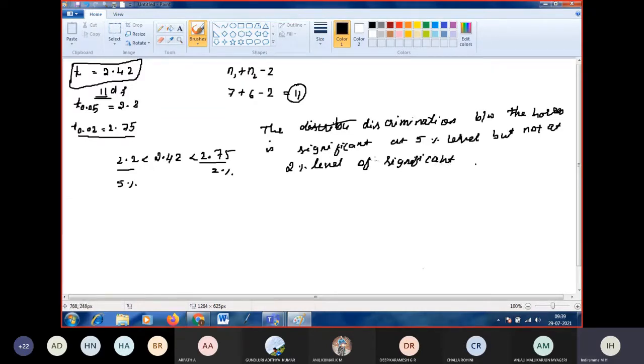Suppose if you get a minus value also, we have to consider it as mod t. So we have to consider if the value is greater than 5%. So now we have less than 5%, right? So the value is greater than the 5% level of significance. We are taking that as a 5% level of significance, as it is a discrimination between the two horses. It is less than that, but it is not at the 2% level of significance.